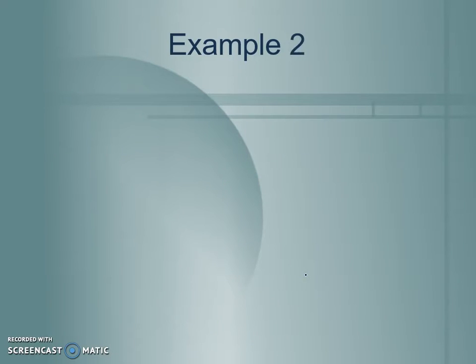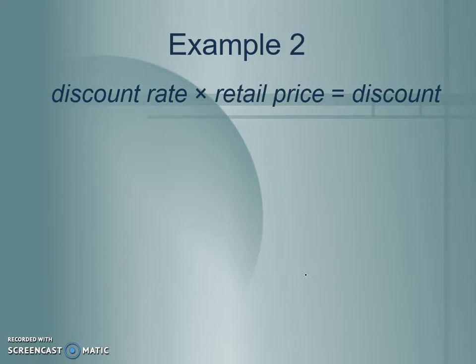Example 2 deals with discounts then. So determine the retail price of a tennis racket if Paulo saved $52.50 by buying it during the 30% off sale. How much did he pay for the racket on sale? So we have to remember first of all that our discount equation is the discount rate times the retail price equals the discount.